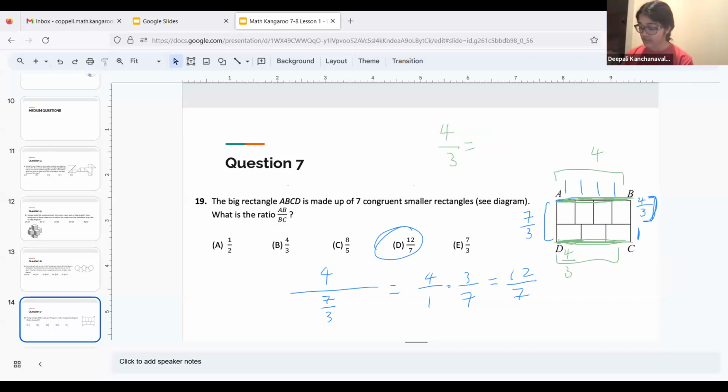And then he knew that because it was a rectangle, this side would be the same as this side, so he was able to find that this whole side is 7/3. Then, in order to find the ratio of AB to BC, he just divided 4 by 7 over 3. Does that make sense? Everybody cool with this problem?